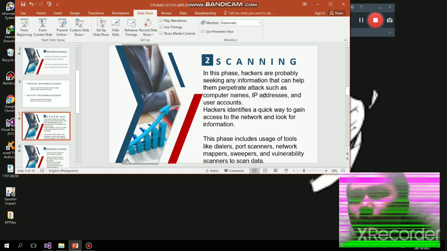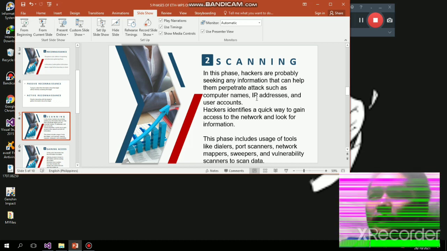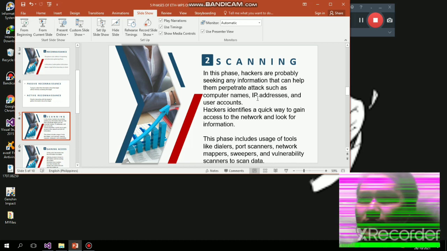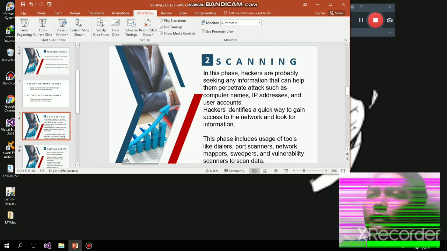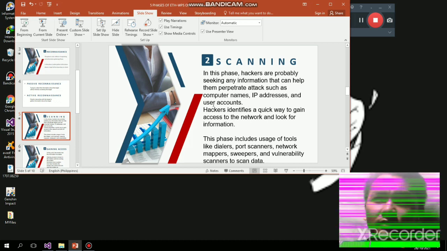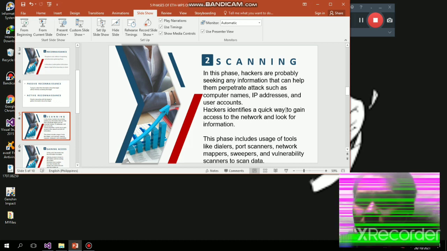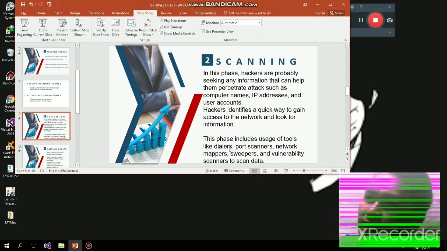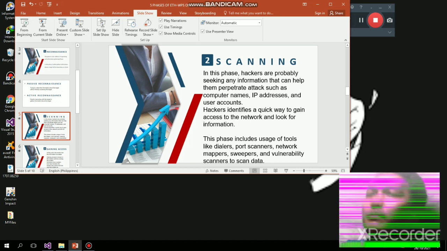So what information are you gaining from scanning the target? Makakuha kag mga computer names, IP addresses, mga user accounts, or mga other vulnerabilities. So ang imong gamit, there are such tools para magamit nimo through scanners like dialers, port scanners, network mappers, mano siya paggamit sa mga pag-scan nimo sa imong target.